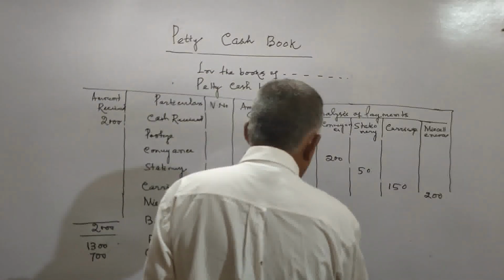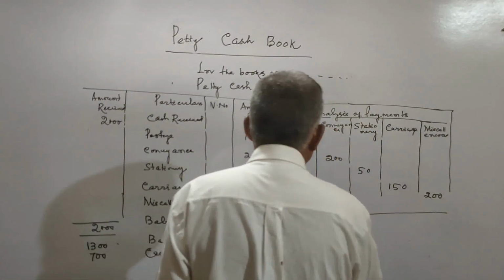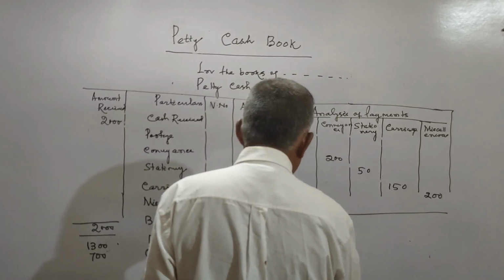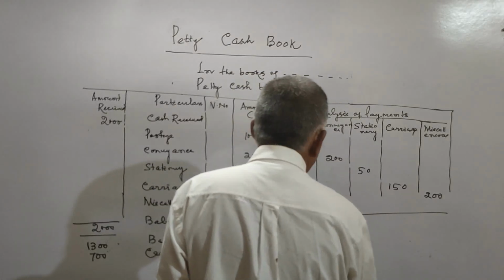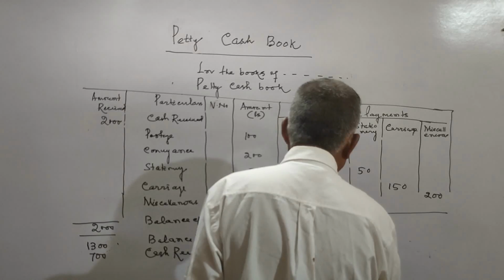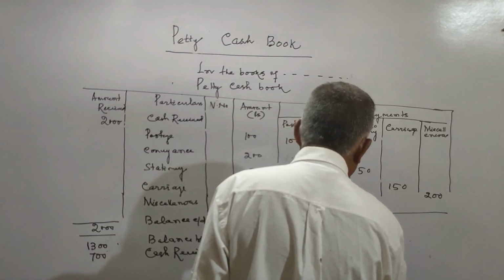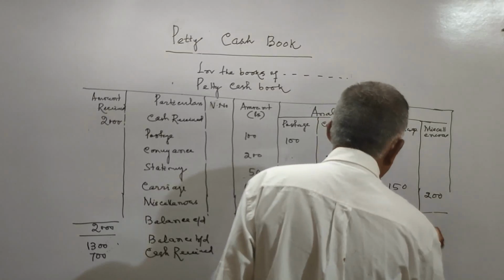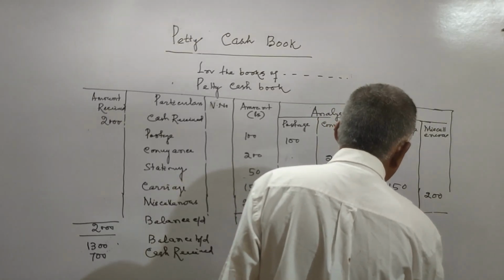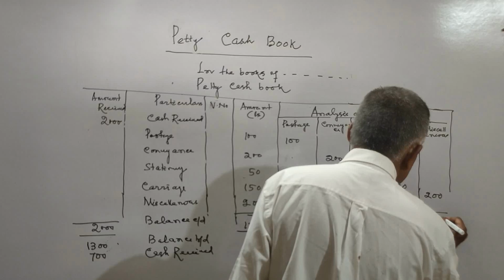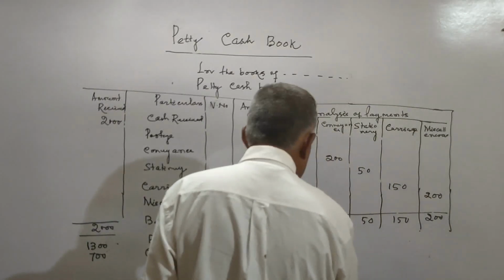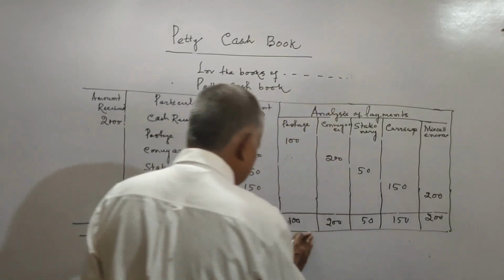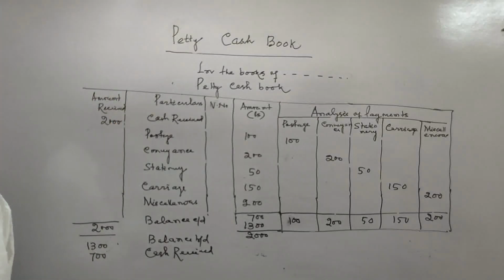And if we make a total here, we can know the total postage is 100. We can know the total conveyance is 200, stationery is 50, carriage is 150, and miscellaneous is 200. This is how we can maintain the analytical form of petty cash book.